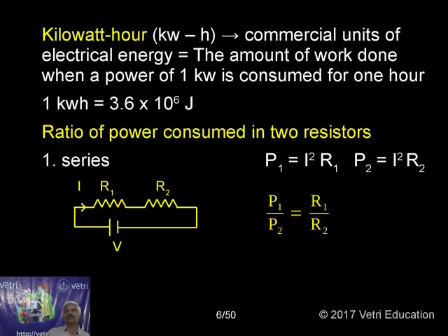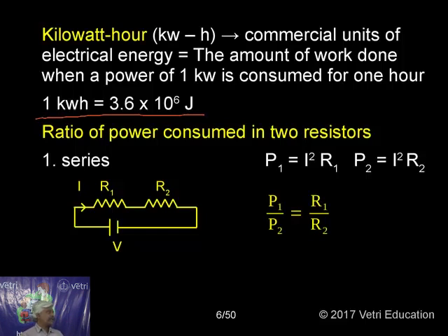So technically, 1 kilowatt hour is equal to 1 unit. If anybody consumes 10,000 watts for 1 hour, that is 10 units. Like that we have to multiply, so it is called the commercial unit. 1 kilowatt hour is equal to how much energy consumed? 3.6 into 10 power 6 joules of energy. So 1 kilowatt hour is equal to 3.6 into 10 power 6 joules. That is a conversion factor we have to keep.